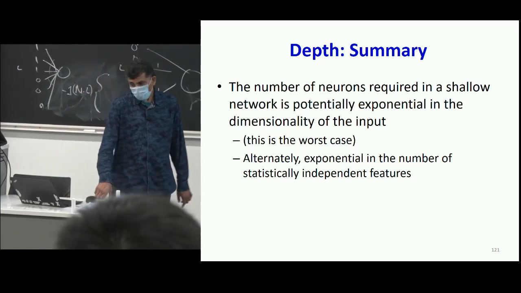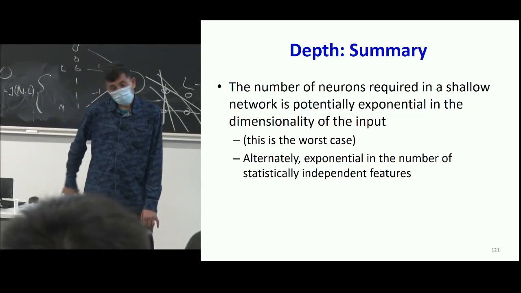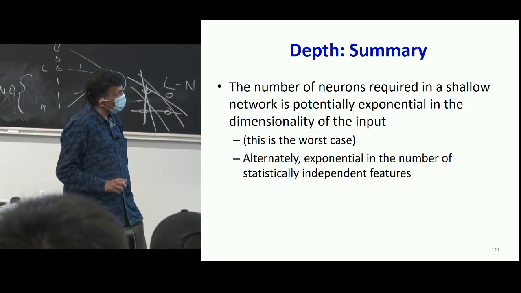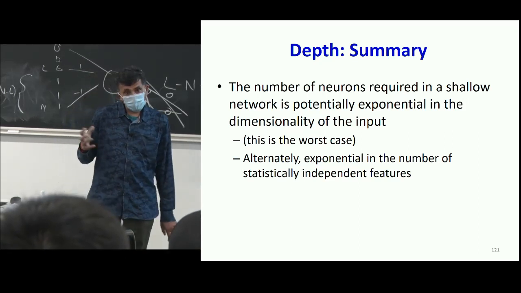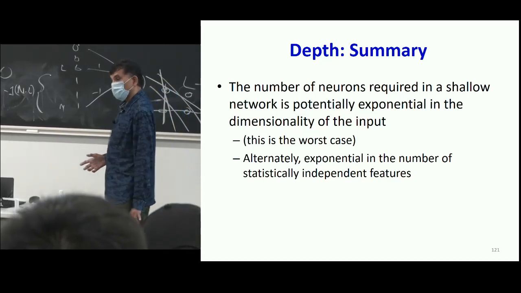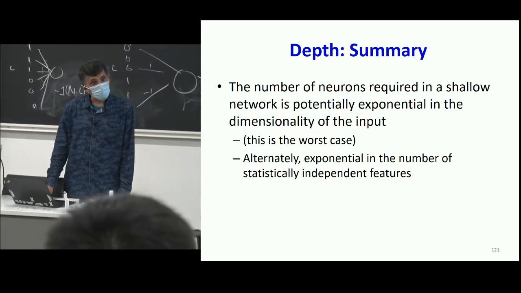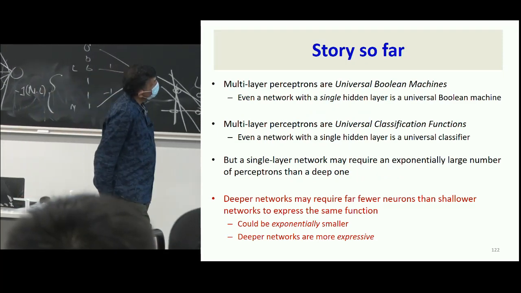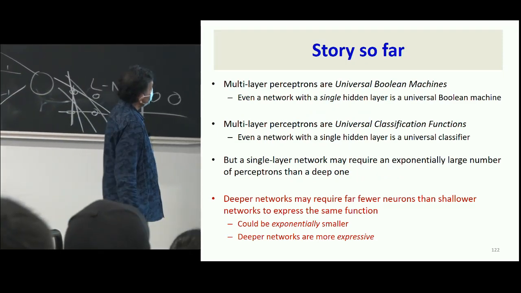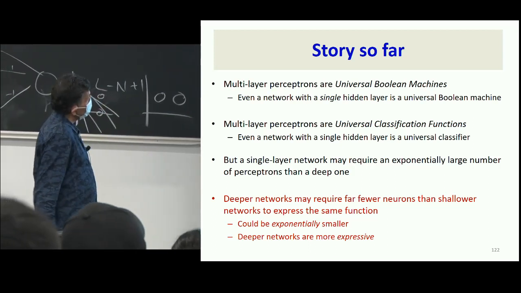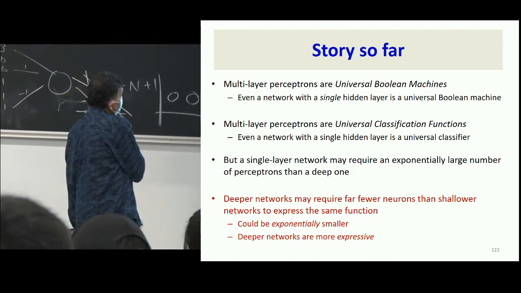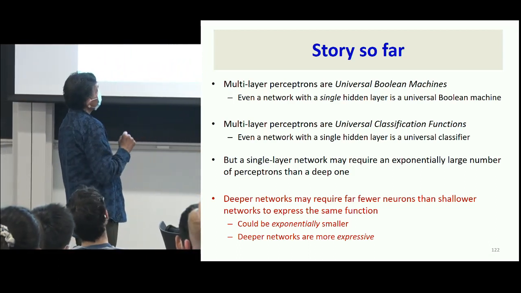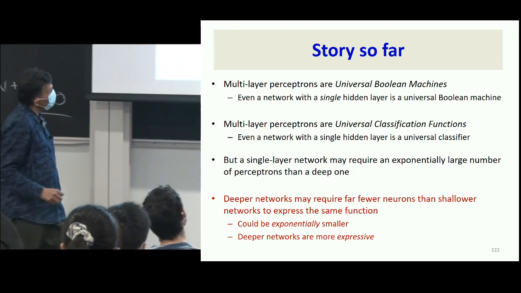So the number of neurons required in a shallow network is potentially exponential in the dimensionality of the input. This is the worst case. Or alternately, exponential in the number of statistically independent features in the input. So here's the story so far. Multi-layer perceptrons are universal Boolean machines. Even a network with a single hidden layer is a universal Boolean machine. MLPs are universal classification functions. A network with a single hidden layer is a universal classifier.